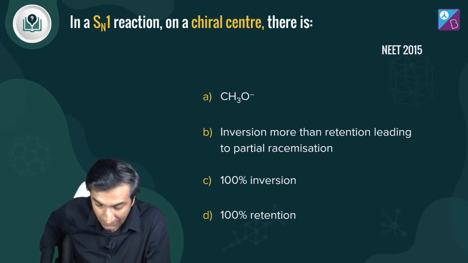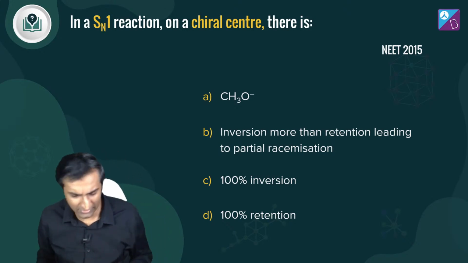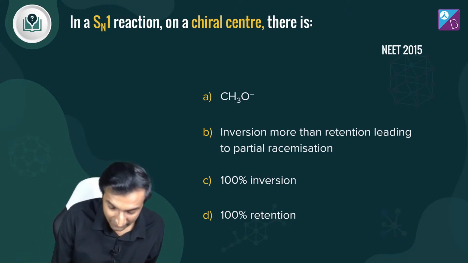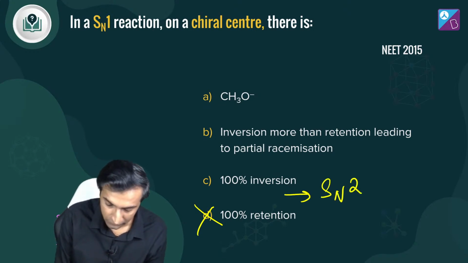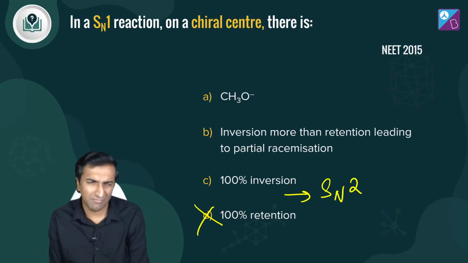Inversion more than retention leading to partial racemization. 100% inversion, 100% retention. Probably not C and D, right? Because C is for SN2, right? But 100% नहीं होता है. Major product होता है.